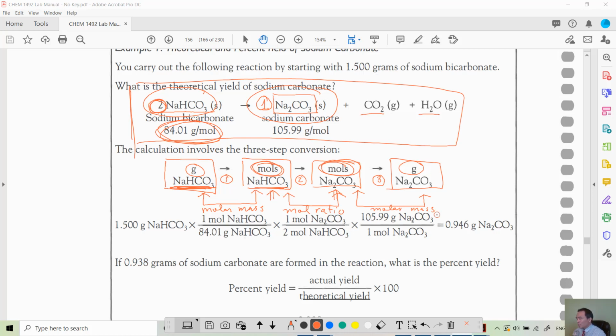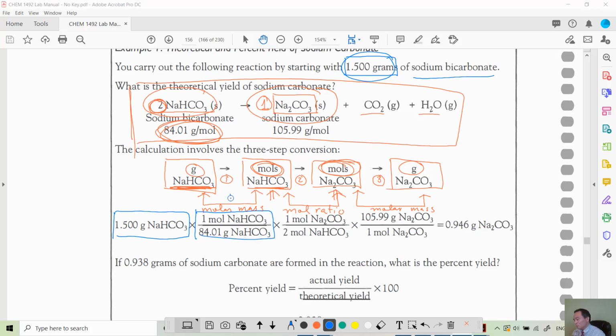So if for one chemical reaction, as we can see over here, we started with a certain number of grams, for example, 1.500 grams of starting material, sodium bicarbonate, how do you calculate the theoretical yield for the product sodium carbonate? As we analyzed, first step, we started with 1.500 grams sodium bicarbonate. Then you need to cancel out the grams. You use molar mass.